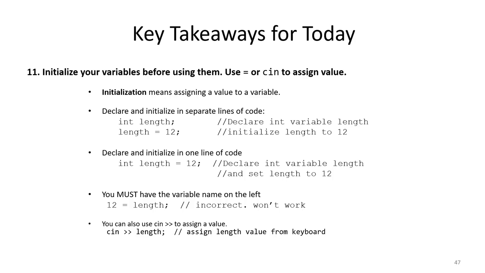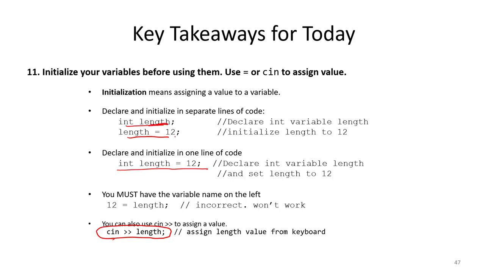All right, so last couple takeaways for today. Initializing means assigning a value to a variable. We'll learn later that if you try to use a variable that has not been initialized to a value, you'll get some errors. So, a couple ways to assign values to a variable. You can actually declare and initialize in separate lines of code. You can declare and initialize in a single line of code. Or you can also use a cin statement to assign a value. So any of those methods could be correct.